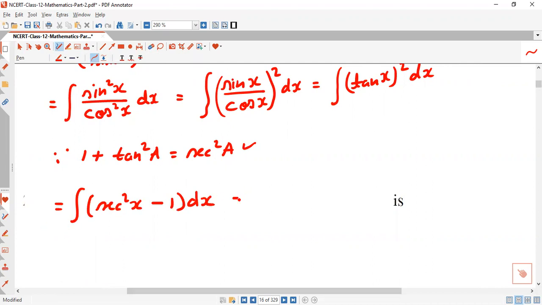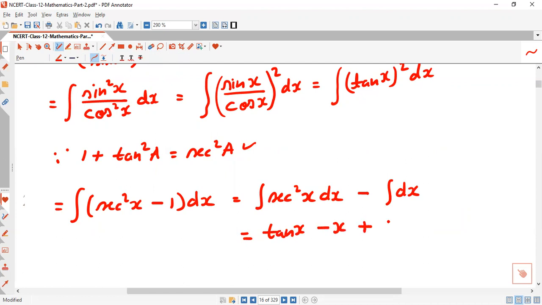So separate these terms. If we separate these terms, this becomes integration of sec square x dx minus integration of dx. Sec square x dx will be tan x, and 1 comes out as minus x plus c. This is the answer of this question.